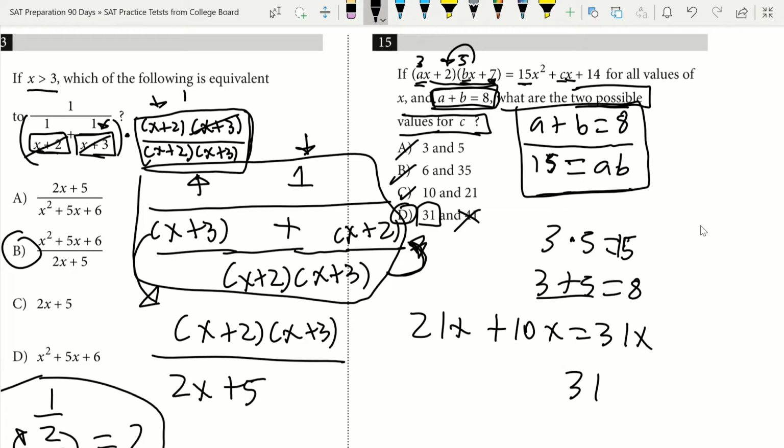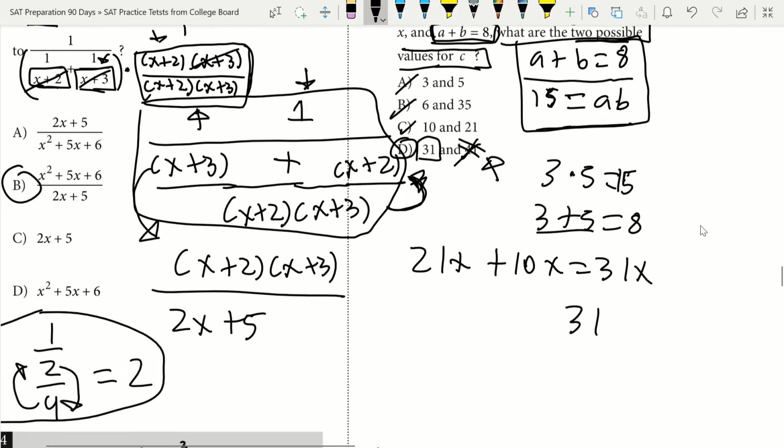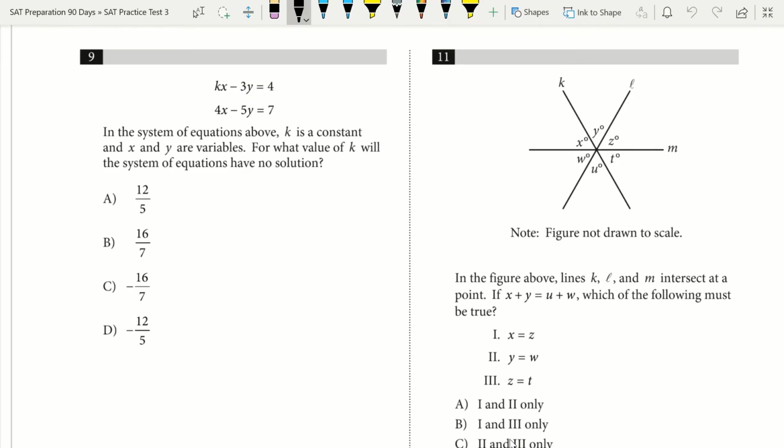So making sure that we're not wasting time checking answers either. Notice how I didn't check 41. I just took my right answer and I moved on. All right, so those are the big things for the math no calc. So we're going to go ahead and get started with question 9 on the no calculator section.